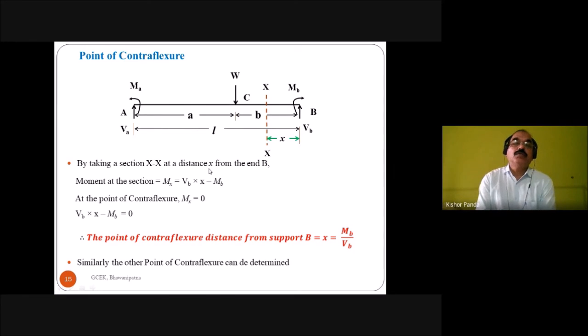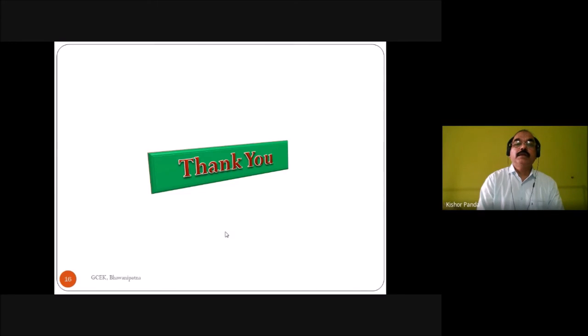So now you are clear how to solve when the point load is present eccentrically on the fixed beam. You have to first find out the fixed end moment, then draw the combined bending moment diagram, then draw the shear force diagram, and then find out the point of contraflexure distance. So this is the complete solution of this example when the load is present eccentrically.